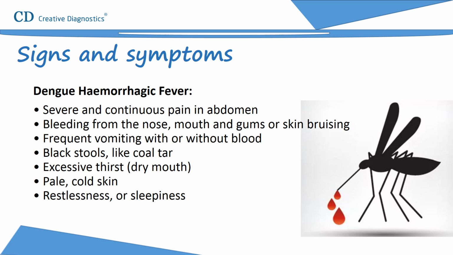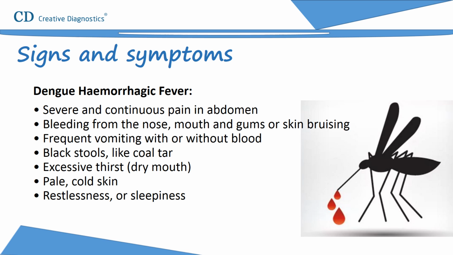Dengue hemorrhagic fever should be suspected when a fever is accompanied by the following symptoms: severe and continuous pain in the abdomen, bleeding from the nose, mouth and gums or skin bruising, frequent vomiting with or without blood, black stools like coal tar, excessive thirst, dry mouth, pale, cold skin, restlessness, or sleepiness.